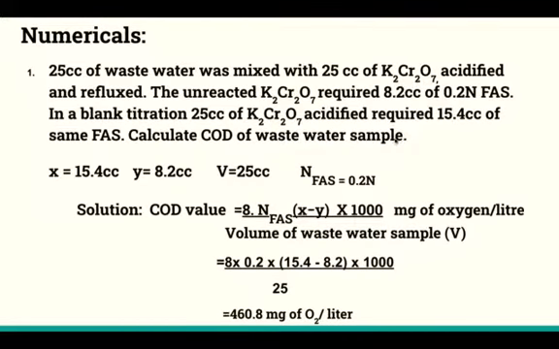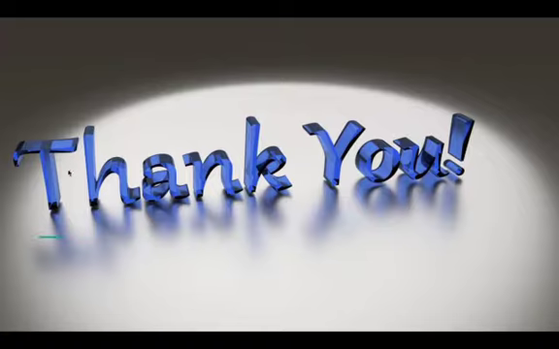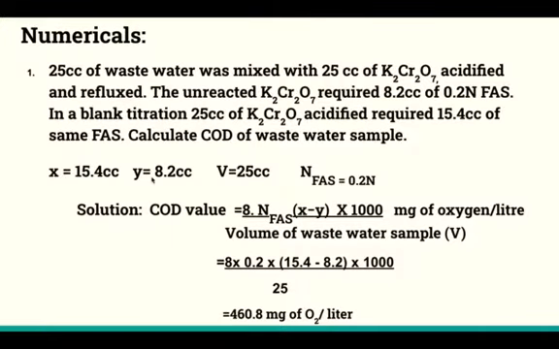So what are the data given? X is given, that is the value obtained during blank titration, that is 15.4 cc. Now Y, the back titration value, that is unreacted potassium dichromate when titrated against FAS, that value is 8.2 cc. So X value is given, Y value is given. Volume of wastewater sample taken is 25 cc. And normality of FAS is given, 0.2 normal.